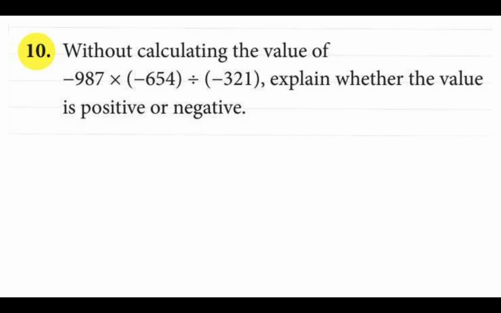Ready? Let's go. Right, first question: without calculating the value of negative 987 times negative 654 divided by negative 321, explain whether the value is positive or negative. Now when we read the questions, the first thing you should take note of is the words "without calculating the value". Therefore, if you work out the solution to this set of calculations, you will realize that it is negative, but that is not what we want. Instead, we need to use proper sentences to explain the situation, right?